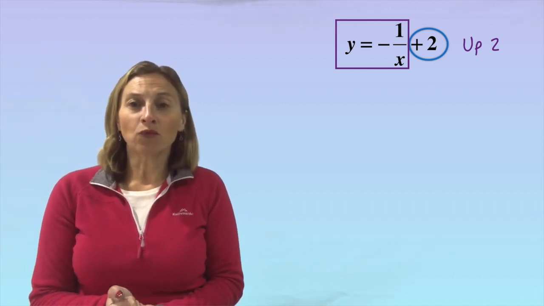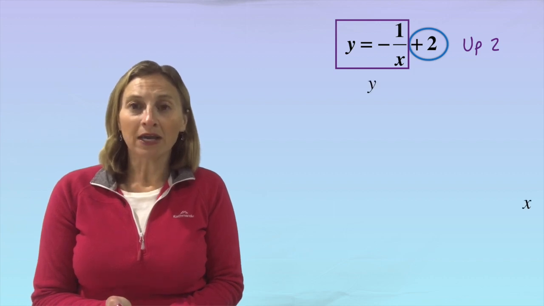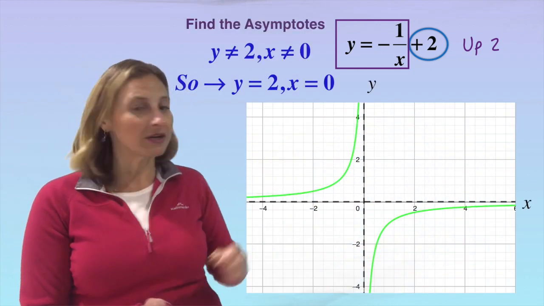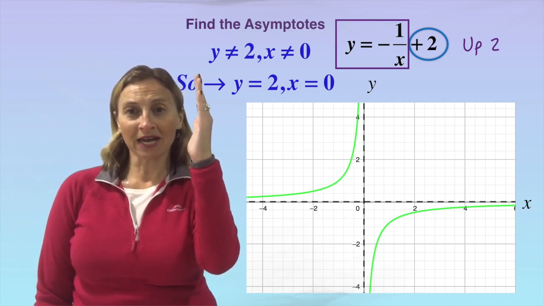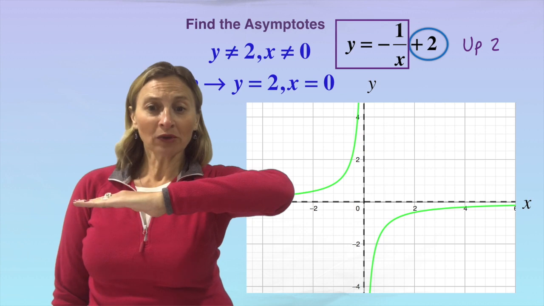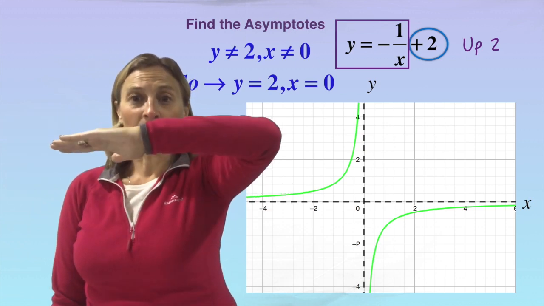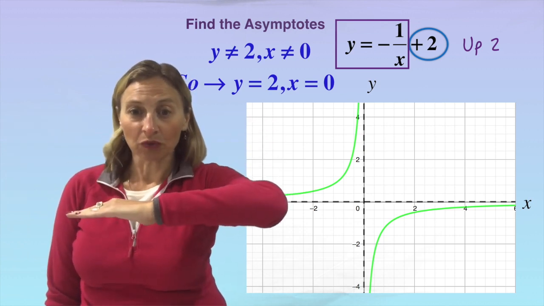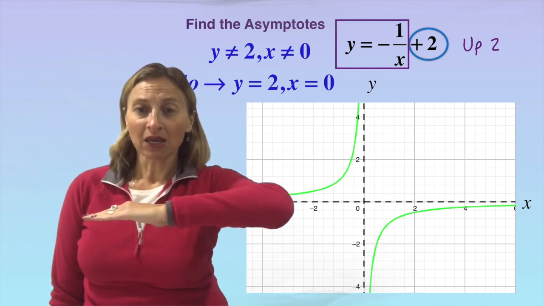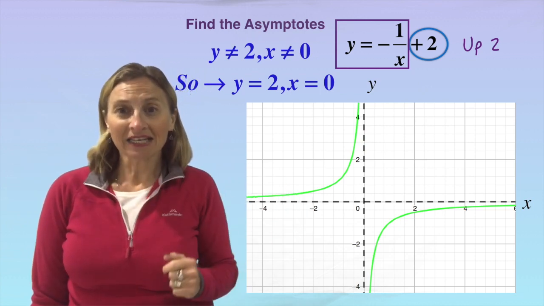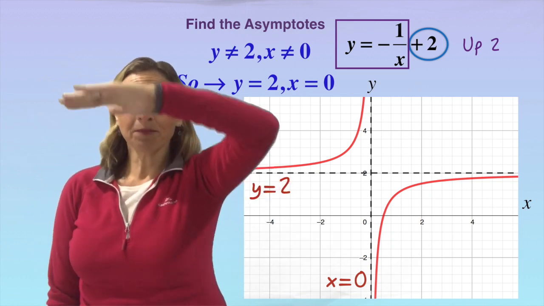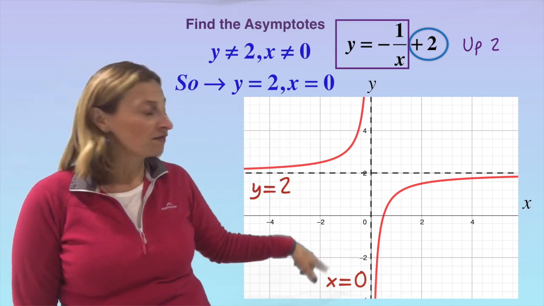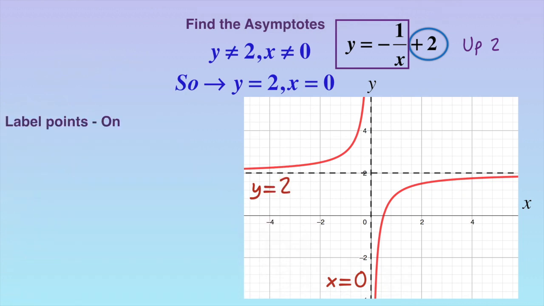We need to draw our original basic curve, y equals minus 1 on x. There it is. X can't equal 0, so x equals 0 will be my vertical asymptote. Our horizontal asymptote goes up 2, so y can't equal 2. So my asymptotes are going to be y equals 2 and x equals 0. My whole graph has to go up 2. I draw my new graph and I've got my asymptotes labelled of x equals 0 and y equals 2.